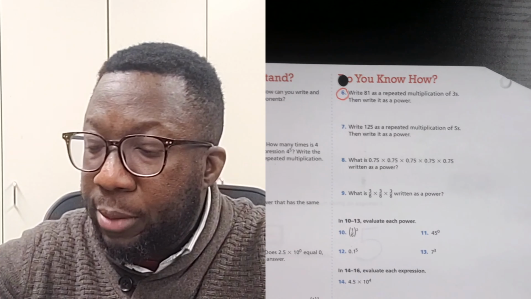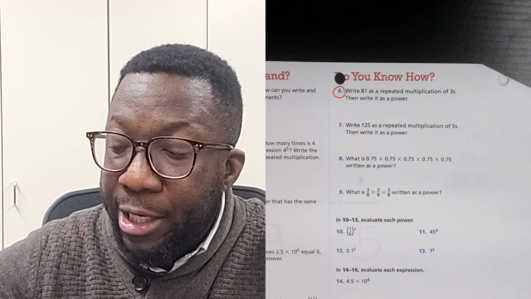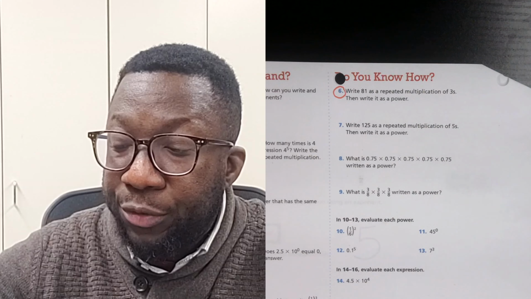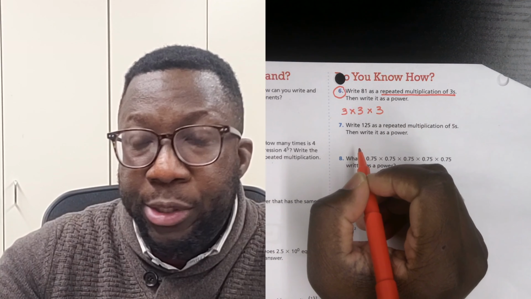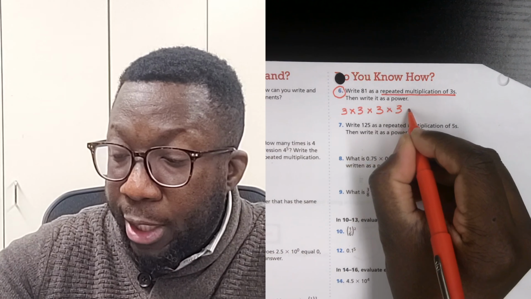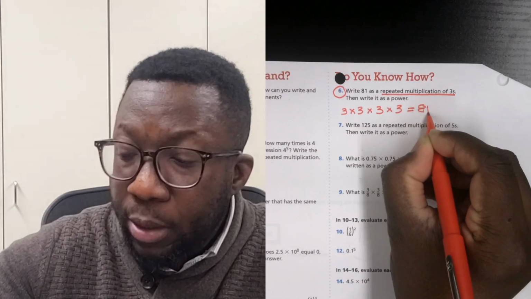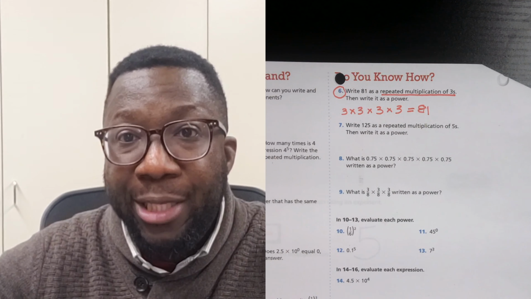if you look at question number 6, question number 6 asks, we want to write 81 as a repeated multiplication of 3's. Then we want to write it as a power. So what does that mean, writing it as repeated multiplication? It's 3 times 3 gives us 9. 9 times 3 is 27. 27 times 3 is equal to 81. So that's writing it as repeated multiplication.